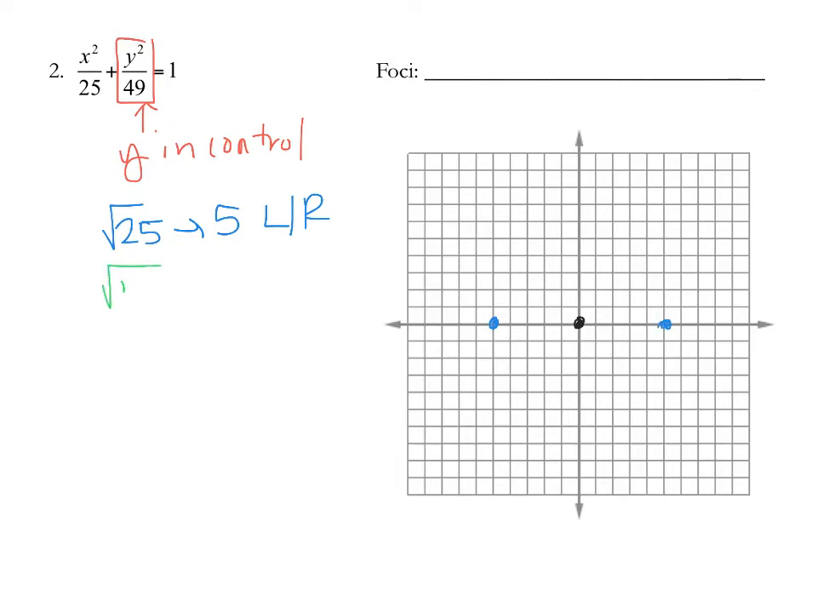And then if I take the square root of 49, that's 7. That has y on the top of it, so that tells me I'm going up and down 7. 1, 2, 3, 4, 5, 6, 7. And then I can draw my ellipse.